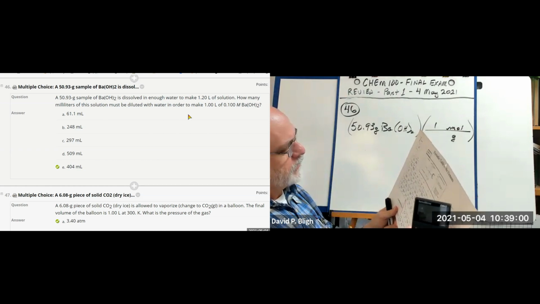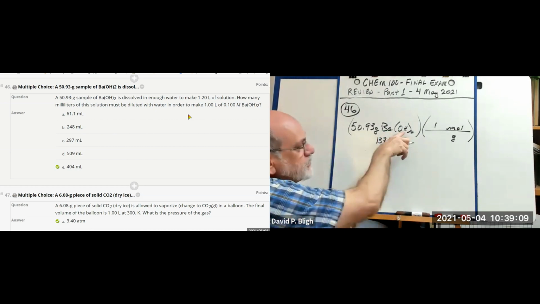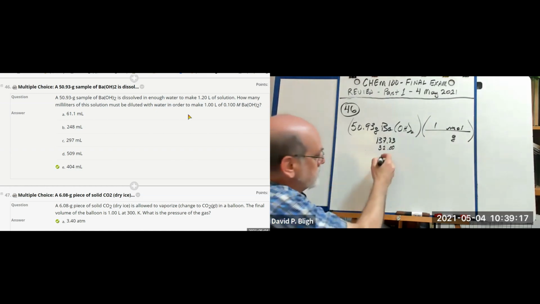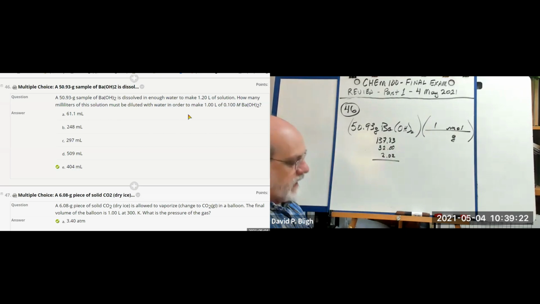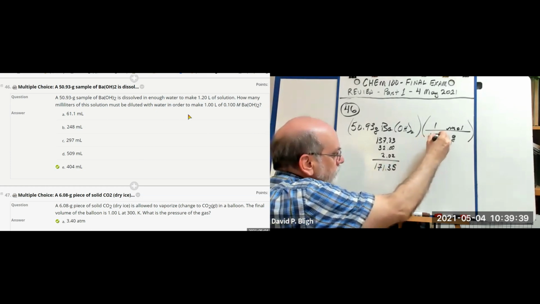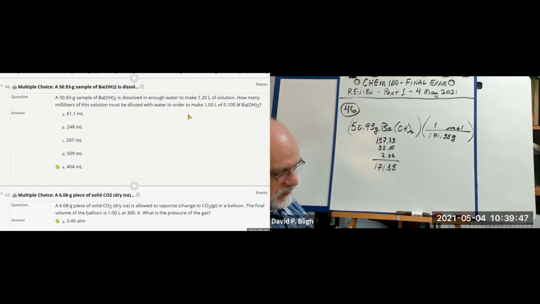Barium, 137.33. Then 2 oxygens, 16 each is 32. And 2 hydrogens, 1.01 each is 2.02. There we go. Now we add those together: 137.33, plus 32, plus 2.02, is 171.35. Divide that into this and that'll give us moles. 50.93 divided by 171.35, so I get 0.29, four places, 0.2972.